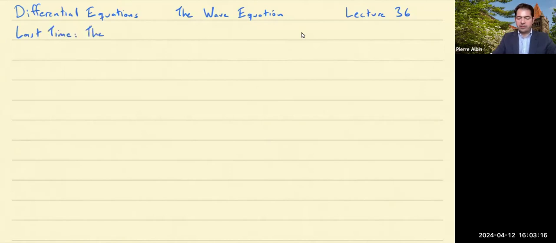Last time, we talked about the non-homogeneous heat equation. This time, we want to talk about a different partial differential equation.